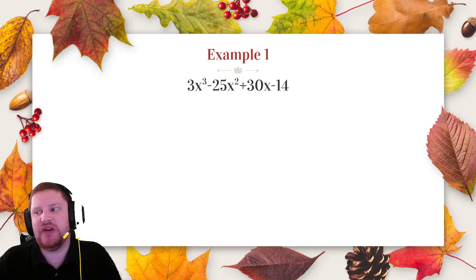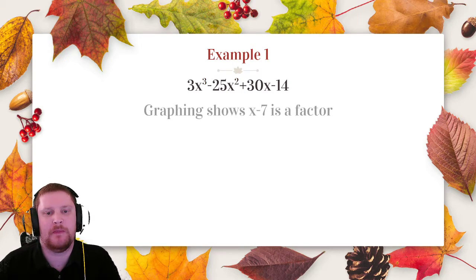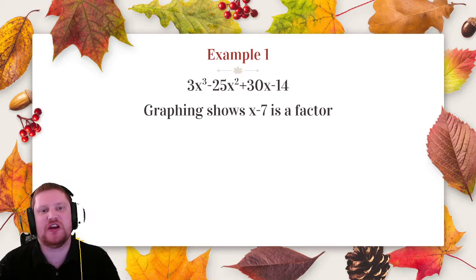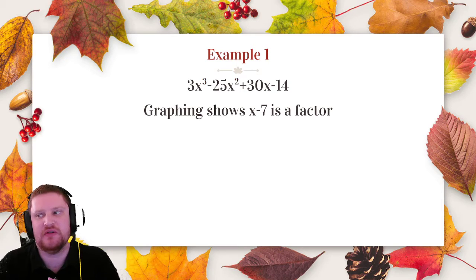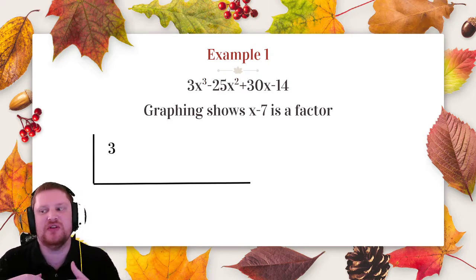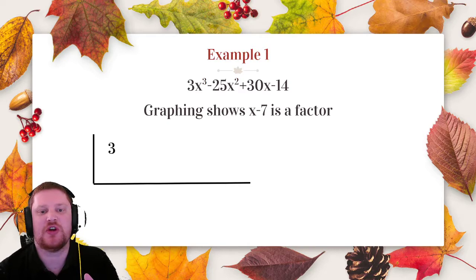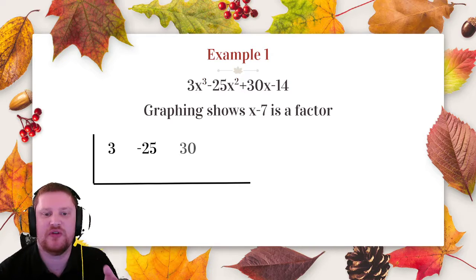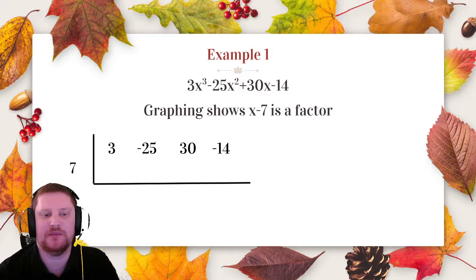Let's say we needed to find all of the roots of 3x cubed minus 25x squared plus 30x minus 14. If you were to graph this on Desmos, you would see that it crosses at x equals 7. So that means x minus 7 is a factor. If that is a factor, then we're going to need to divide it. You can use long division with x minus 7, or you can set it up with synthetic division, taking your coefficients, 3, negative 25, 30, and negative 14, along with the opposite of negative 7, so you'll take 7, and then we'll run through the process.